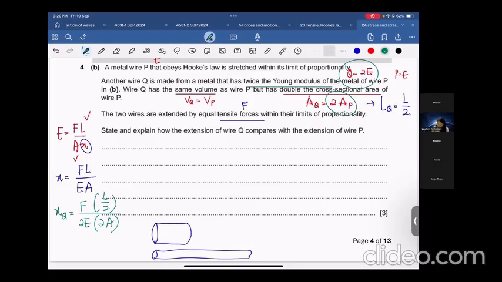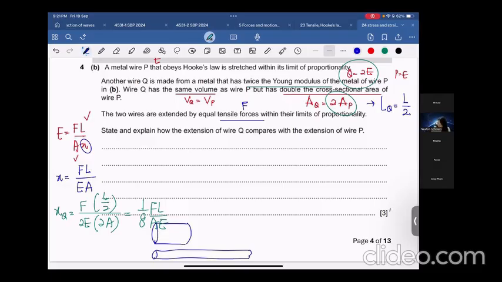So from here, I can calculate and I will get 1 over 8 FL over AE. That means my extension will reduce to 1 over 8 times. Then you compare with the extension of wire P. Wire P is FL over AE, but the extension for wire Q will become 1 over 8 of it. So at here, I write the answer.